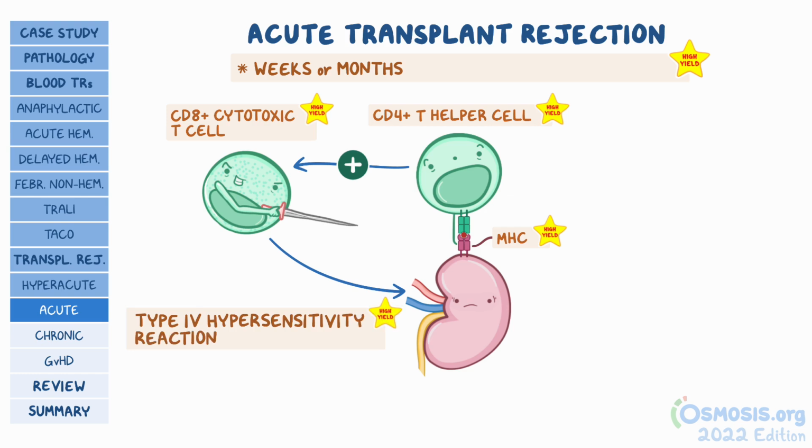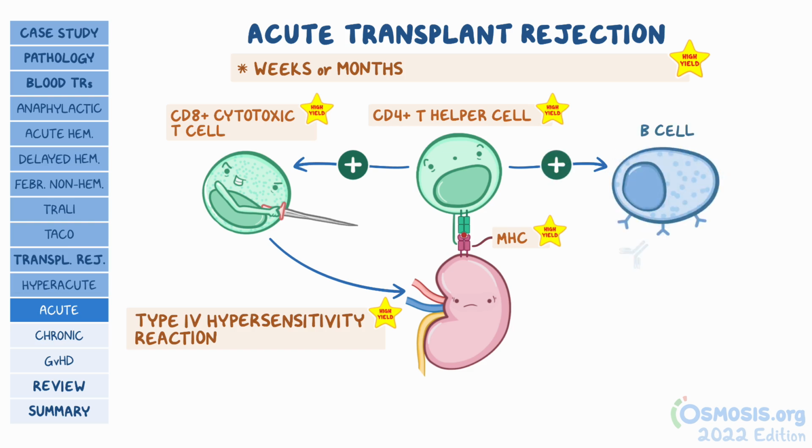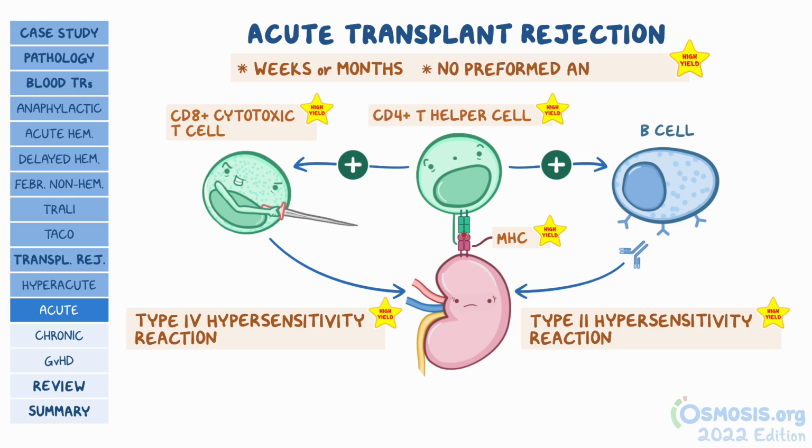In addition, T helper cells stimulate B cells to start producing antibodies that bind to antigens on the graft cells, initiating a humoral immune response. So this is a type 2 hypersensitivity reaction that's similar to a hyperacute transplant rejection. However, an acute transplant rejection takes longer to develop because there are no preformed antibodies. So they're produced after the transplant takes place.